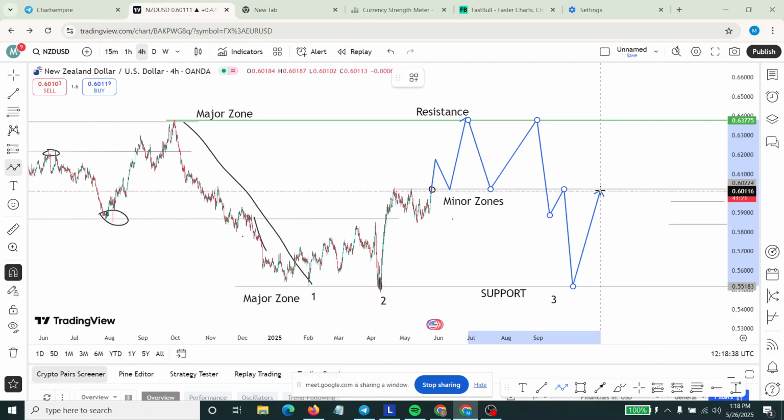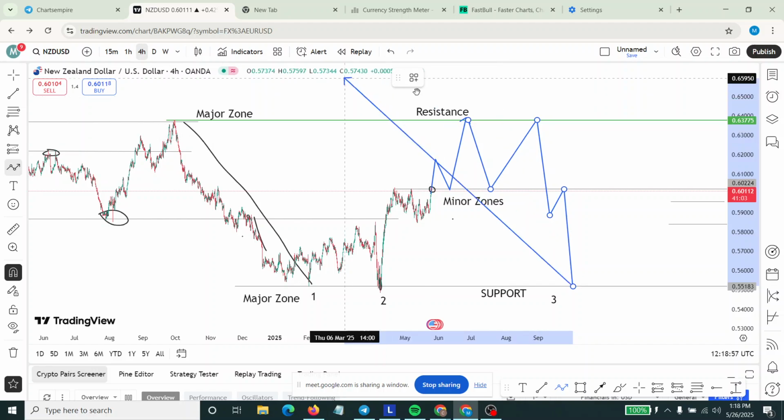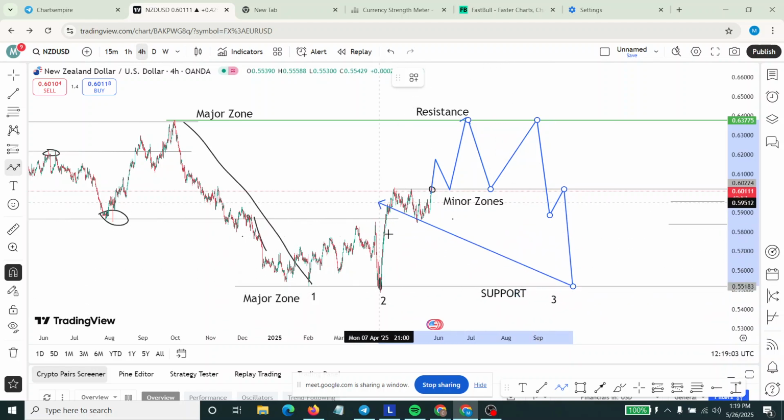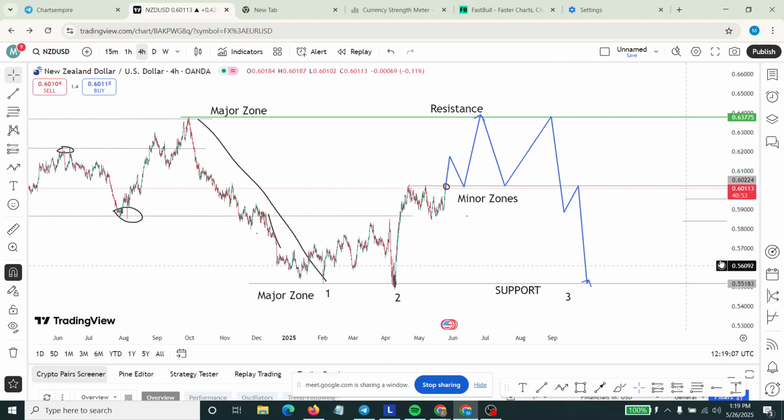Okay. You understand? Now you can see how the market is moving from one zone to the other. So what we want to identify is, once we are able to identify our obvious major zones, the market will create some minor zones. And how do we identify minor zones again? It is very, very simple.